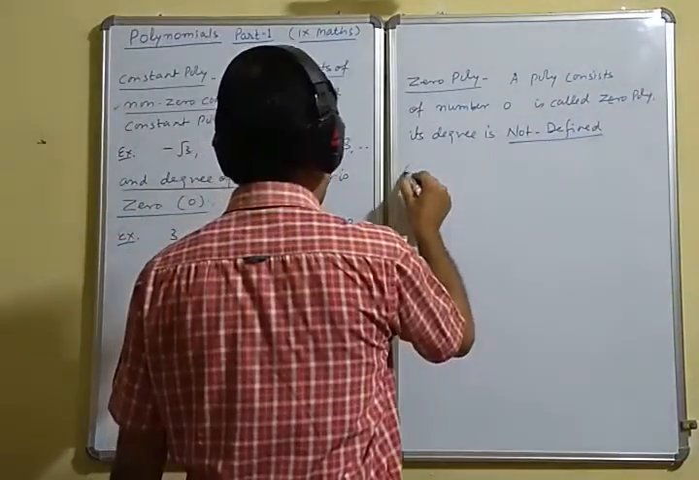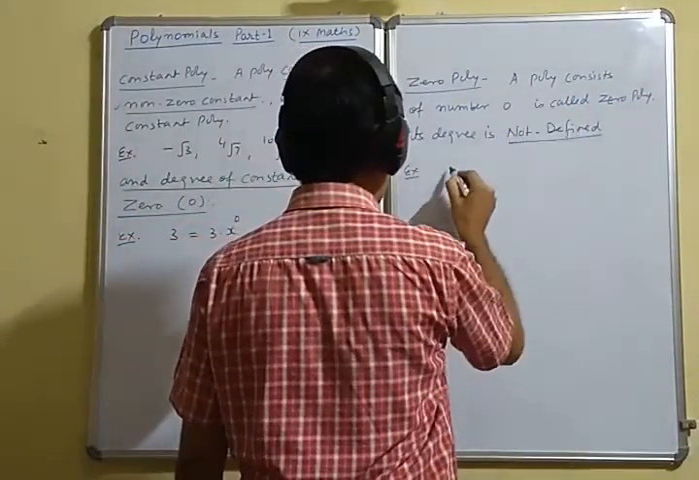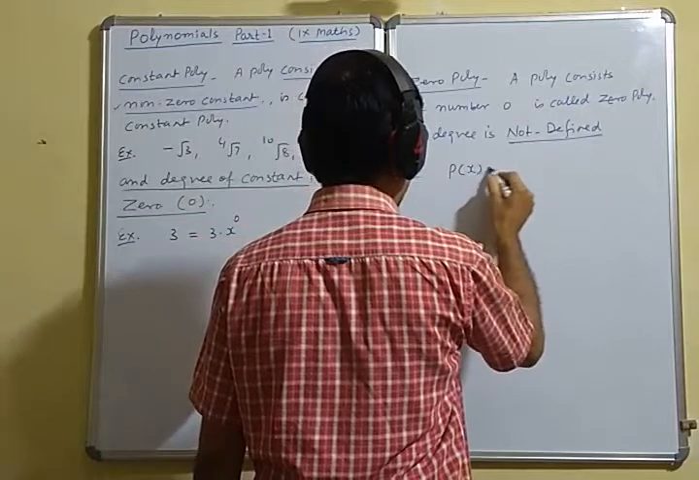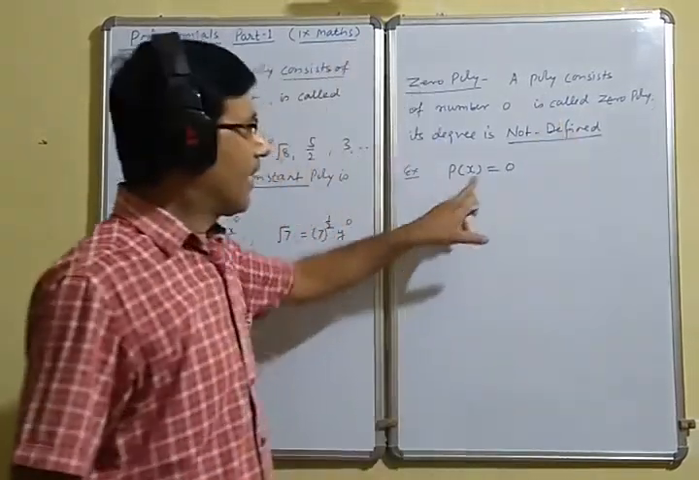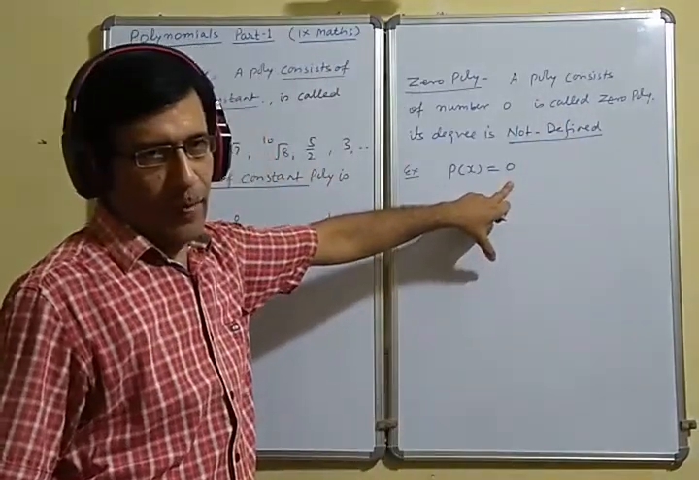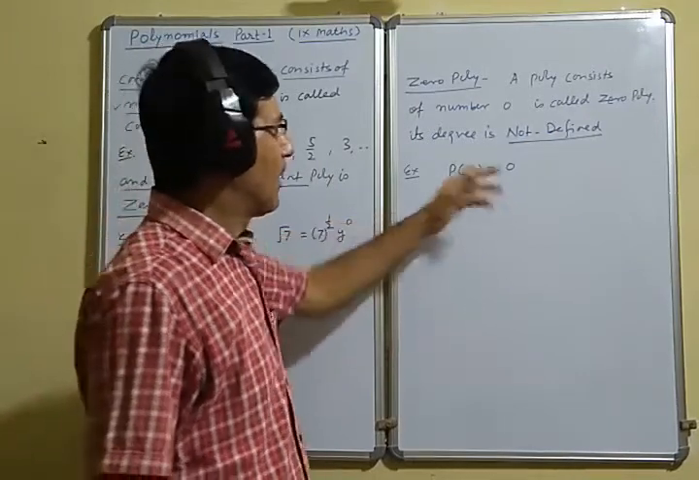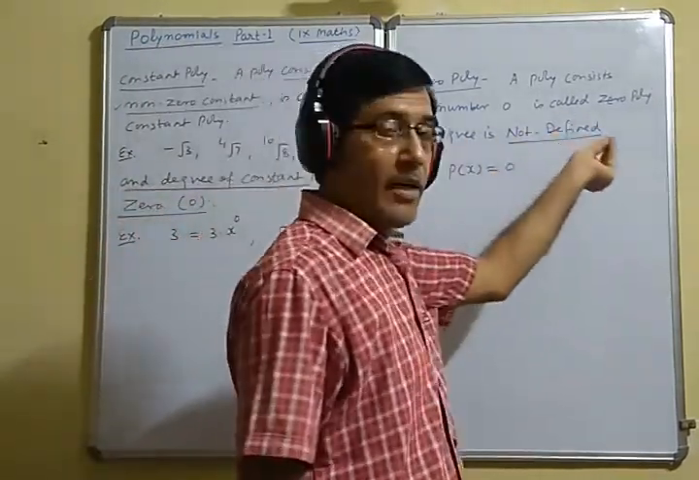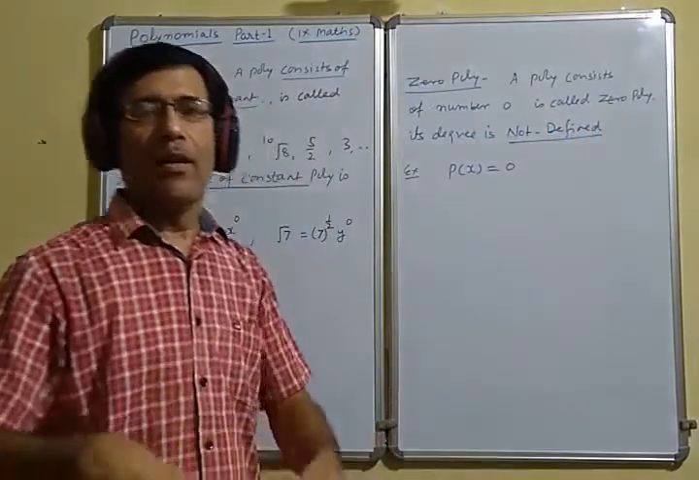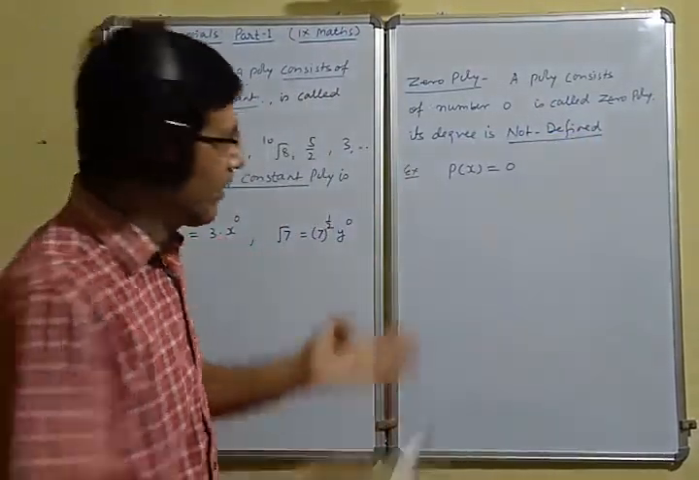For example, the number 0, that is p(x) = 0, is a zero polynomial, and its degree is not defined. Why is its degree not defined? Now let us see.